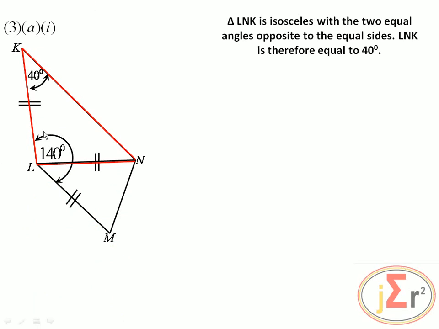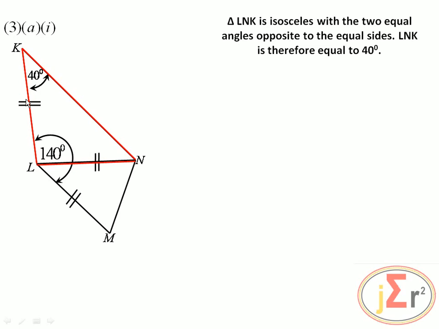Now, what we have here is an isosceles triangle. Triangle LNK is an isosceles triangle with the two equal angles opposite to the equal sides. So LNK is therefore equal to 40 degrees. The two equal sides are this one and this one. That is why they are marked like that, because they are equal in length.